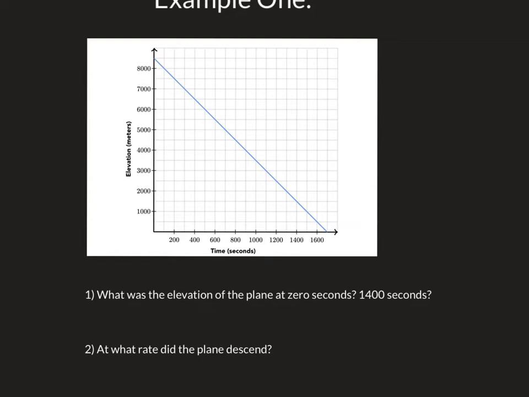What was the elevation of the plane at 0 seconds? It's 8,500. And be careful here, we need to do units. Think about what our units are going to be. If we look back over here, we see that our units is meters. So 8,500 meters is the answer to the first one.